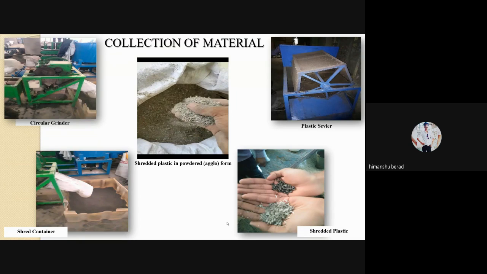Now on the screen you can see some machineries which are used for making that shredded plastic, such as the circular grinder, plastic sieve, and shred container, and in the middle picture you can see the aglo, which is a pre-sieving form of our plastic. After sieving we can get the shredded fine plastic. We use a 75 micron sieve, but there are various variations also where we can use 45 micron sieves. Basically, we use this 75 micron sieve by taking into consideration soil classification.